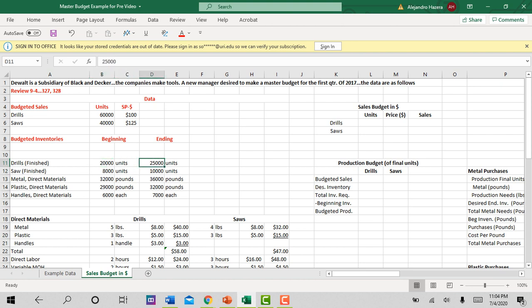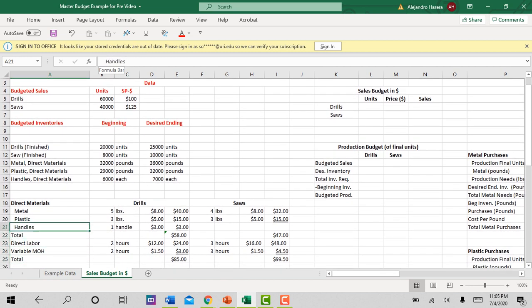And the budgeted, the desired, you may want to put here desired ending inventory, because it is a type of budget. So in textbooks, it usually says desired ending inventory. They want to have 25,000 units of drills on hand at the end of the period, and they want to have 10,000 units of saws on hand at the end of the period. Keep in mind that these here are finished goods. Okay, so if you were thinking of the chapter with job order costing, there would be finished goods inventory. Although I'm not sure this would be job order costing.